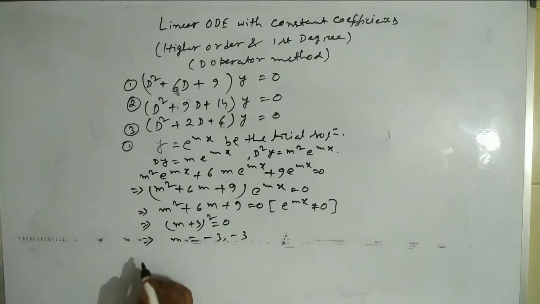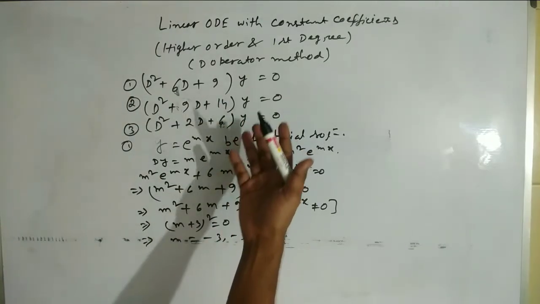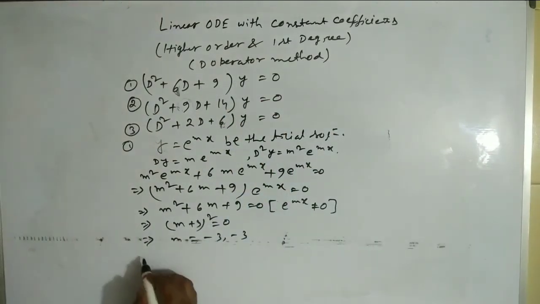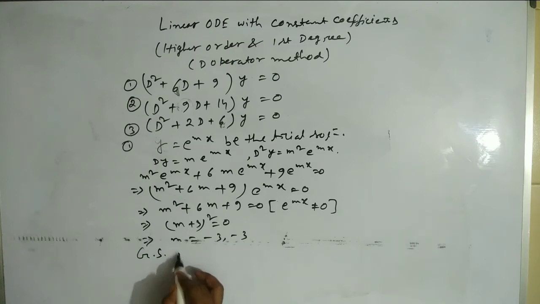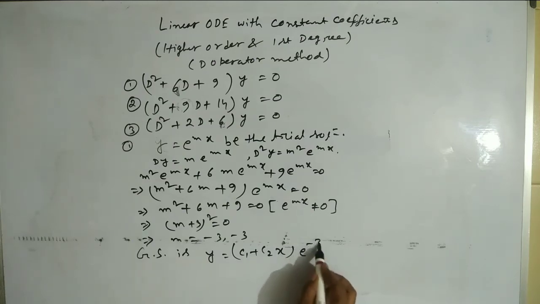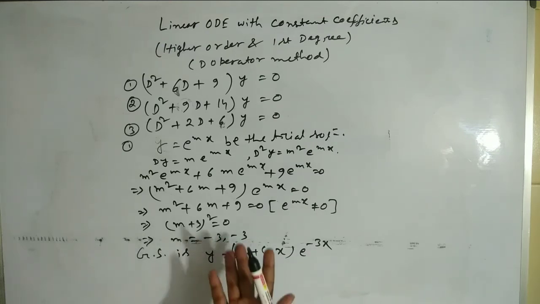So here the complementary function is the same as the general solution, since there will be no particular integral, since there is 0 on the right hand side. So the general solution is y equals (c1 plus c2x) e to the power minus 3x. I have already written the rule for how to write this general solution if the roots are real and equal.